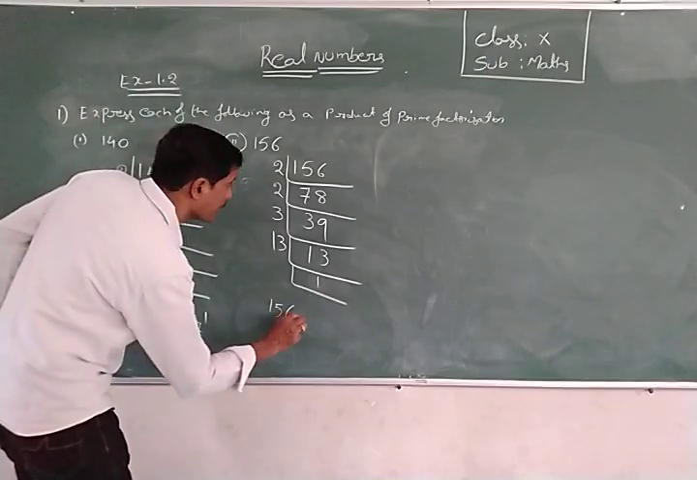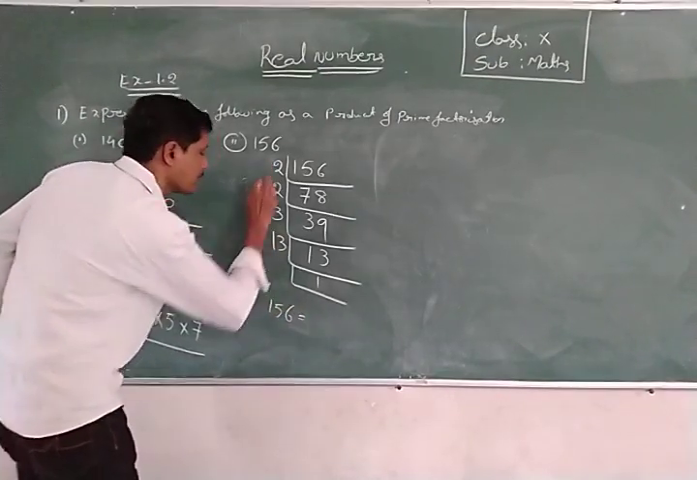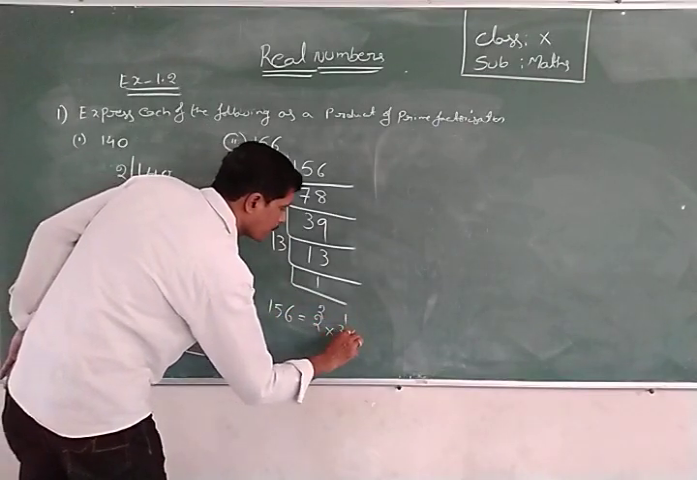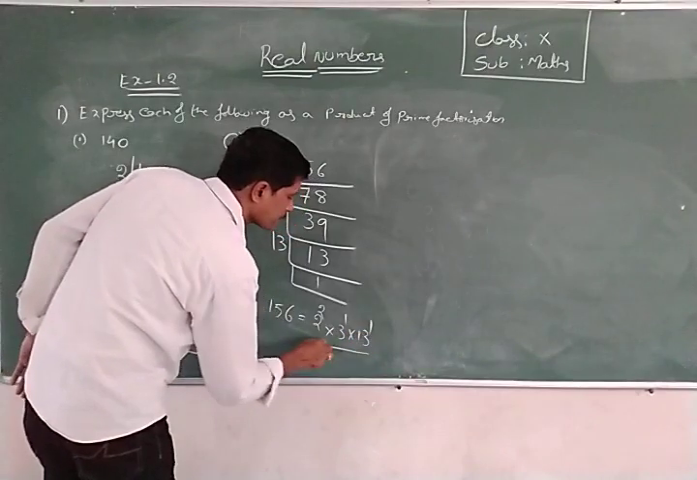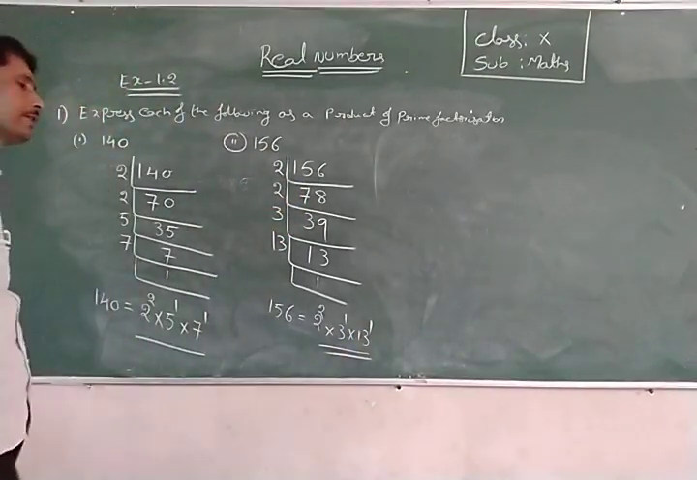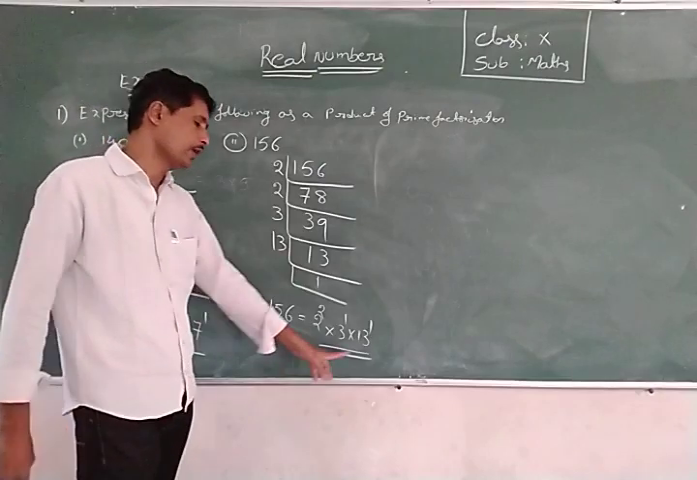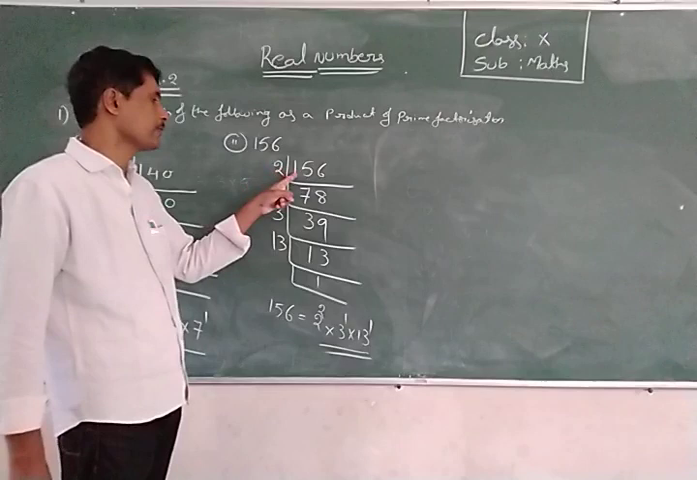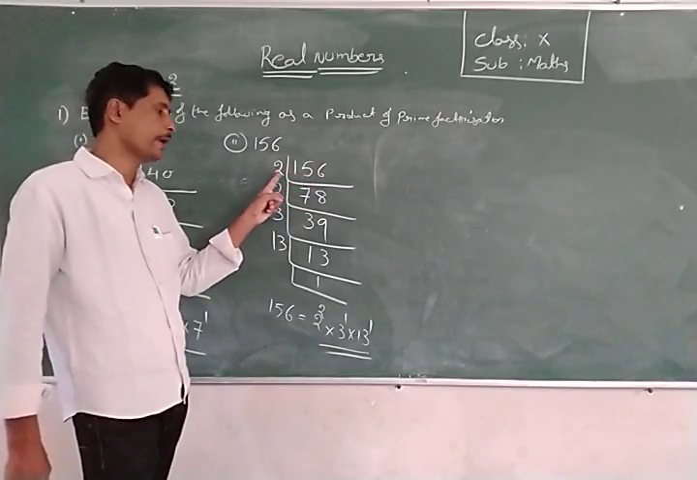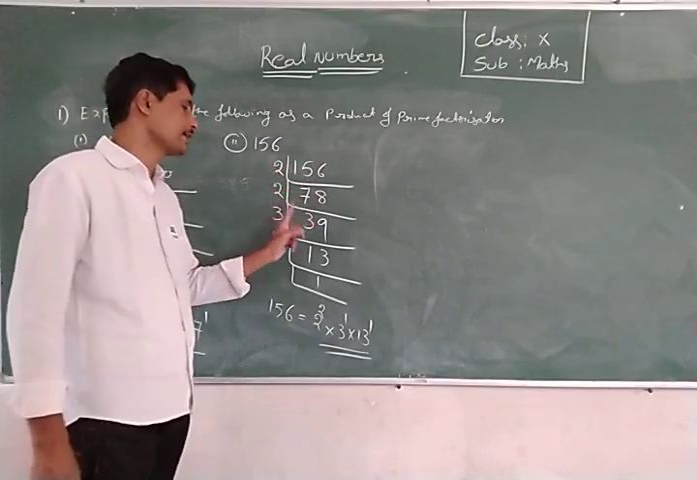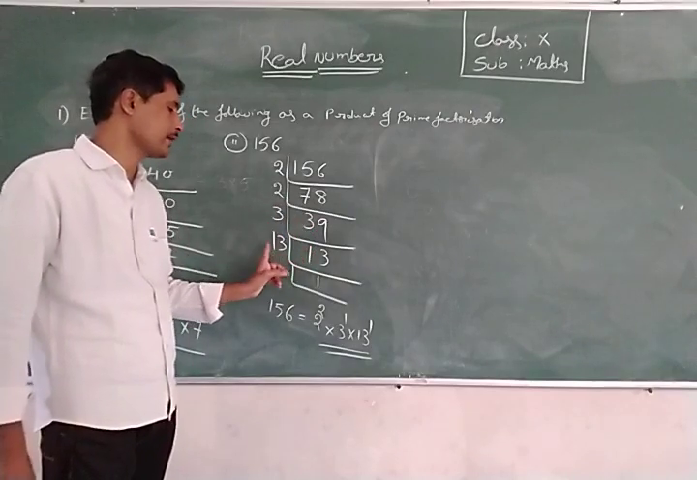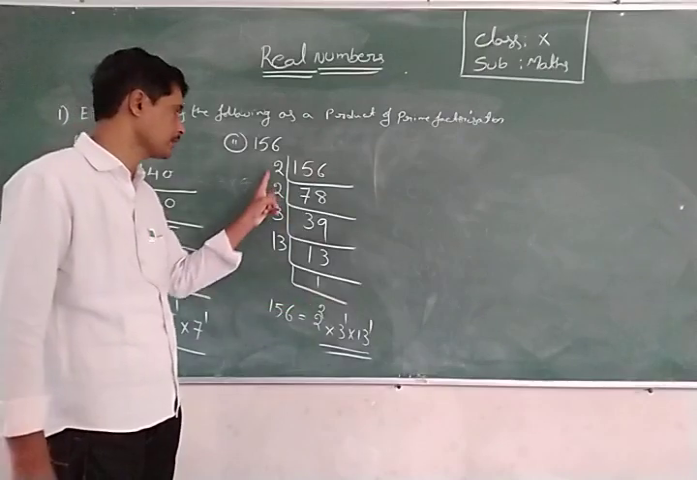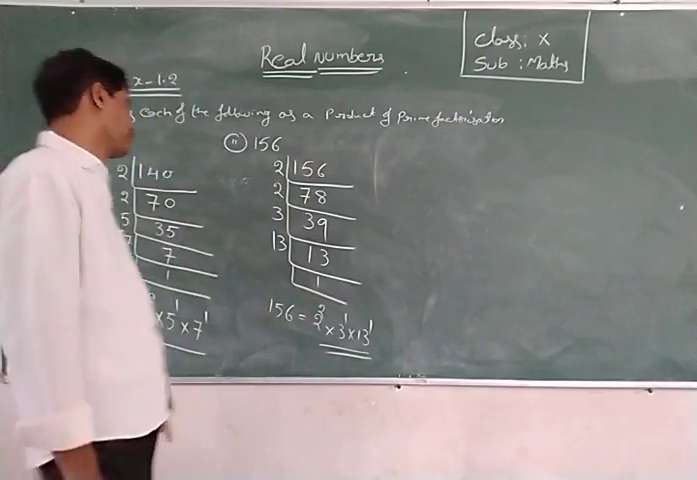156 can be written with 2 two times, that is 2 power 2, then 3 power 1 into 13 power 1. So 2 square into 3 power 1 into 13 power 1. If you multiply this, you get 156. Again, 156 is 2 times 78, 2 times 39, 3 times 13, and 13 once. Therefore 156 can be written as 2 square, 3 power 1, 13 power 1.